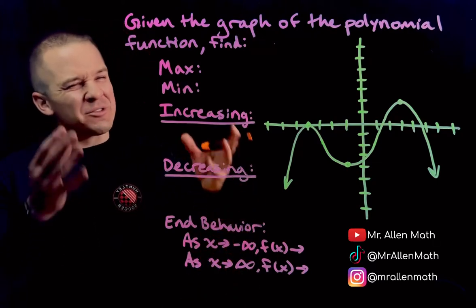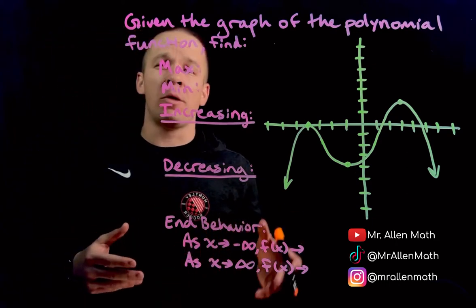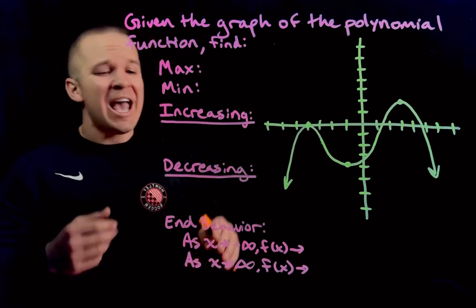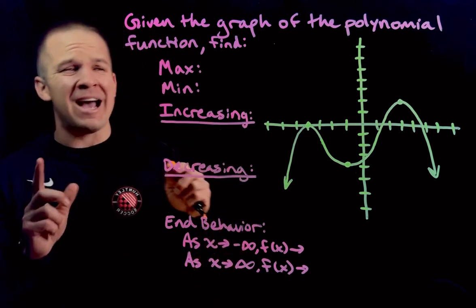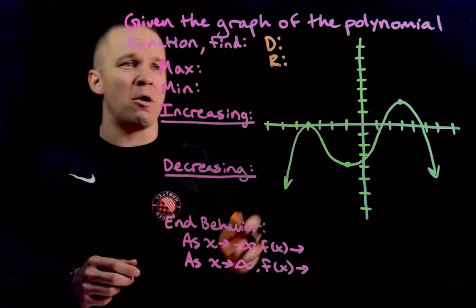Mr. Allen here. We got ourselves quite the wonderful, fantastic, loaded math problem here. We're given the graph of the polynomial function, and we've got to find our max and mins, intervals of increasing and decreasing, and end behavior. And you know what? I'm going to add one more here. Let's get a little domain and range action going on at the end.